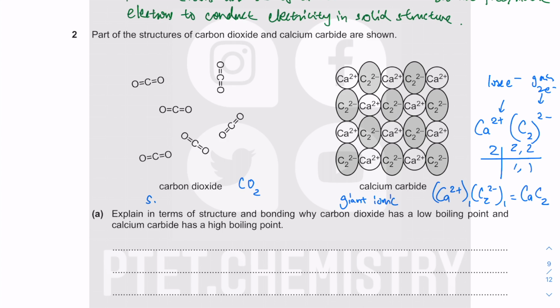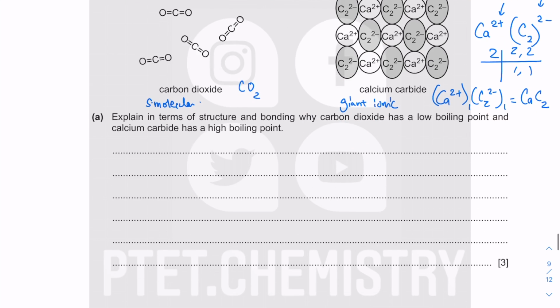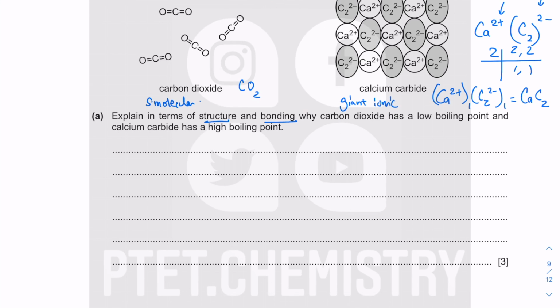Okay, and this is simple molecular. Explain in terms of structure and bonding why this one has a low boiling point, why this one has a high boiling point. So this is a comparison. So you have to compare the strength of what you are breaking for boiling. Boiling is to do with liquid to gas. All right. So structure your answer. This is 3 marks. So spend around 3 minutes on it after you read the question carefully.